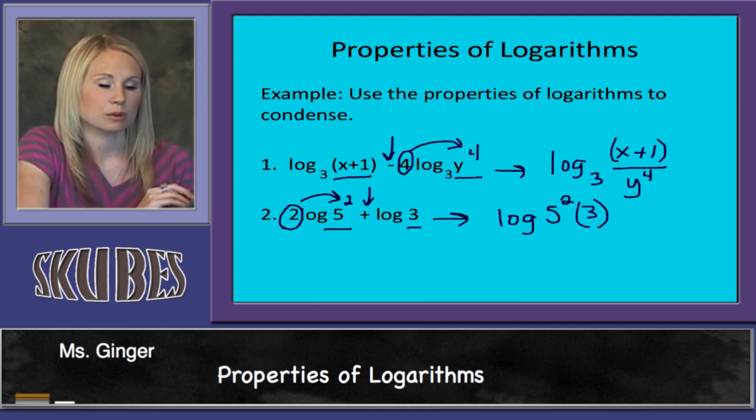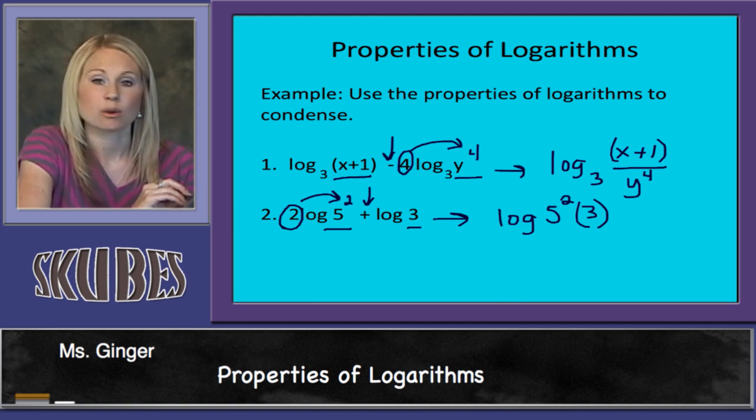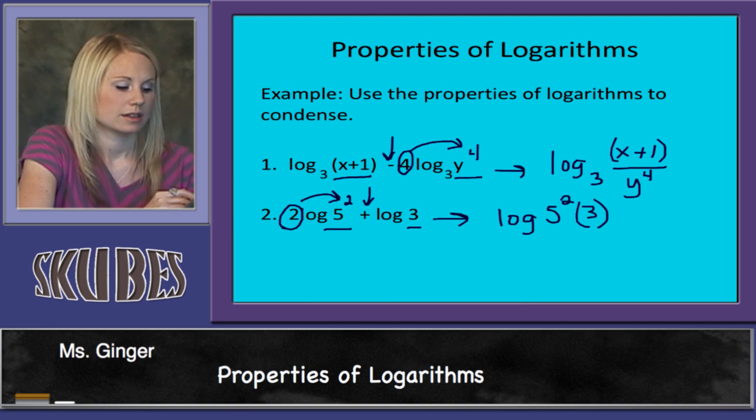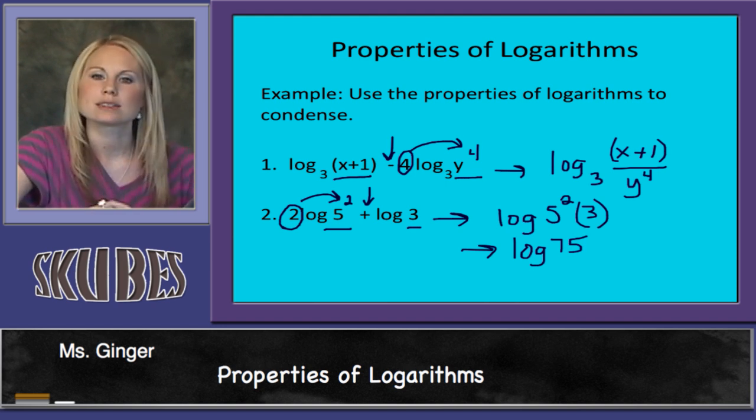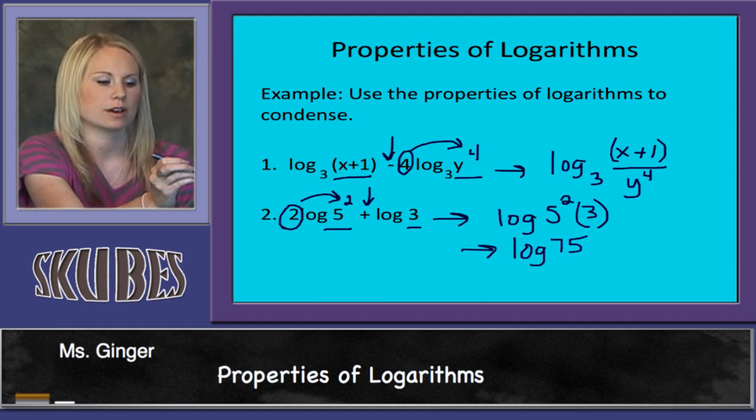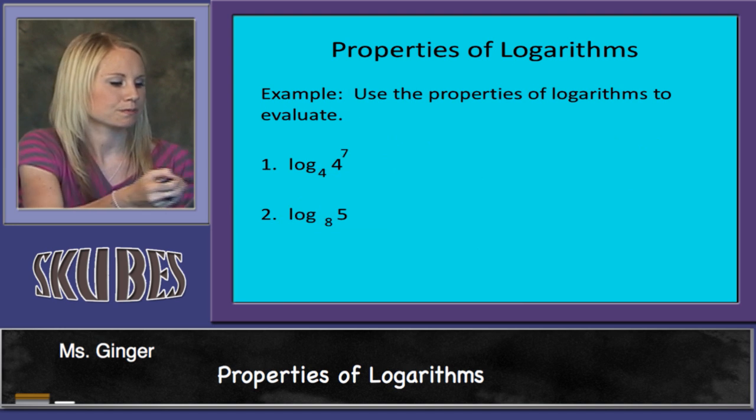So I can do a little bit more with this because I know a value for 5 squared is 25. And I can go ahead and multiply out this product. So this is going to actually become log of 25 times 3, 75. You want to go and make it as simple as possible. The most simplified answer is always the best.